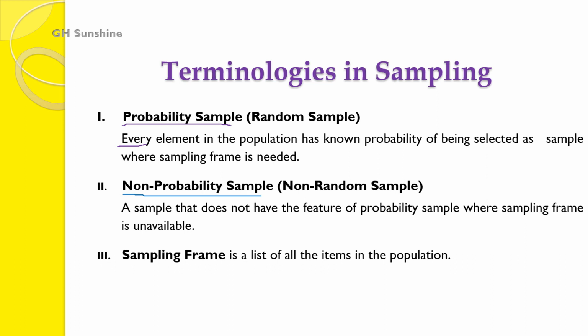So third one is sampling frame. The word frame means a list, so a list of all the items in the population. Normally a list of IC numbers, a list of addresses, a list of full names, which means unique characteristics that represent all the samples or all the population's items.